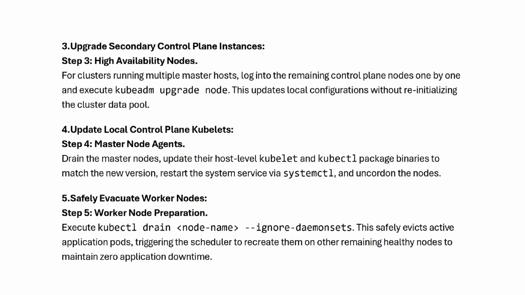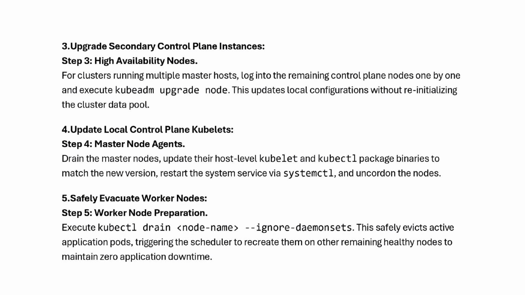Now step 4 is master node agents, that is, to update local control plane kubelets. To do this, we drain the master nodes, we update their host level kubelet and kubectl package binaries to match the new version. We restart the system service via systemctl and uncordon the nodes. So the drain of the master nodes and then updating means that upgrades cannot happen when there is an active application running on that node. So we can either create a fresh node and perform the update on it, or we can drain or evict that node to perform the upgrade by performing the command kubeadm upgrade node.